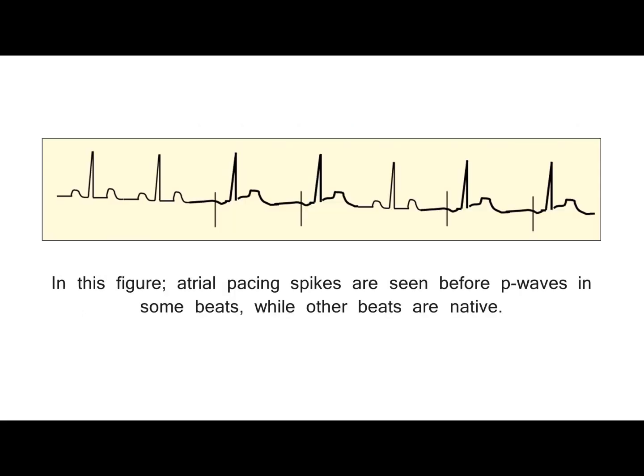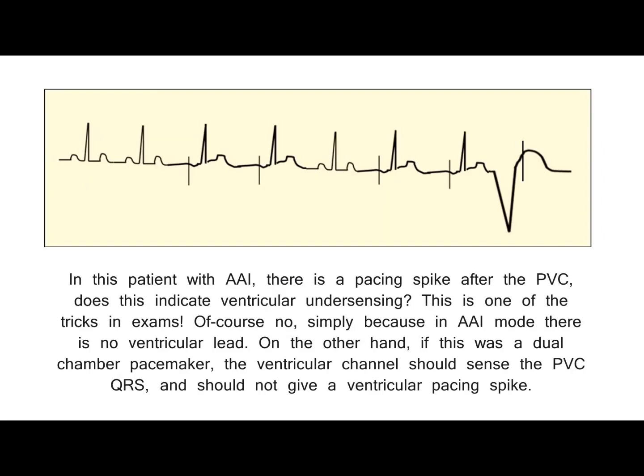In this figure, atrial pacing spikes are seen before P waves in some beats, while other beats are native. In this patient with AAI, there is a pacing spike after the PVC. Does this indicate ventricular undersensing? This is one of the tricks in exams. Of course no, simply because in AAI mode there is no ventricular lead. On the other hand, if this was a dual-chamber pacemaker, the ventricular channel should sense the PVC-QRS, and should not give a ventricular pacing spike.